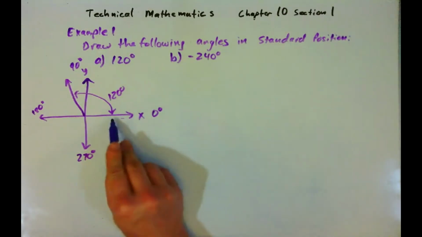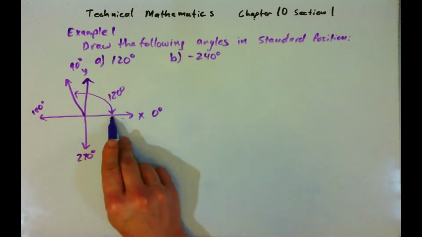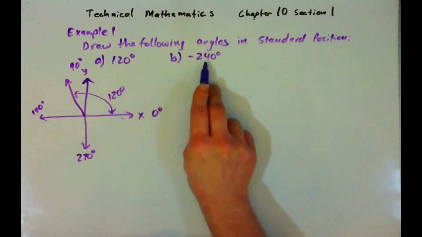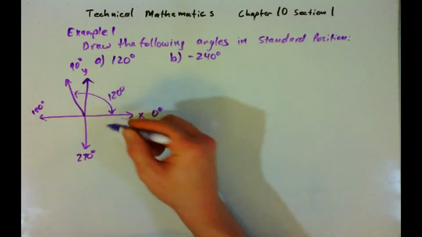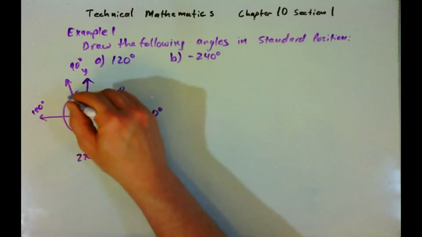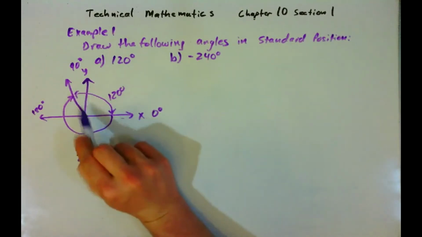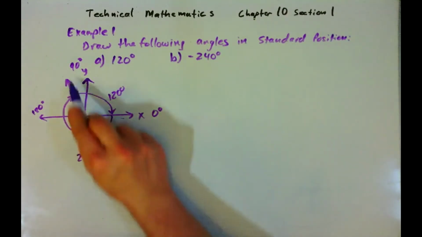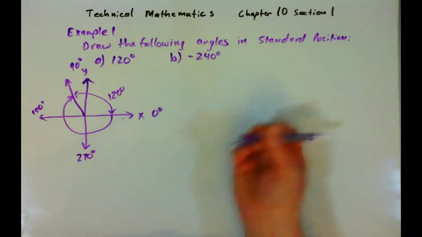And negative angles start at the positive x-axis, which is 0 degrees, and they go clockwise. And so 240 is greater than 180, and it turns out that these are the same, that they end up on the same line. And so these two angles are what we call coterminal.